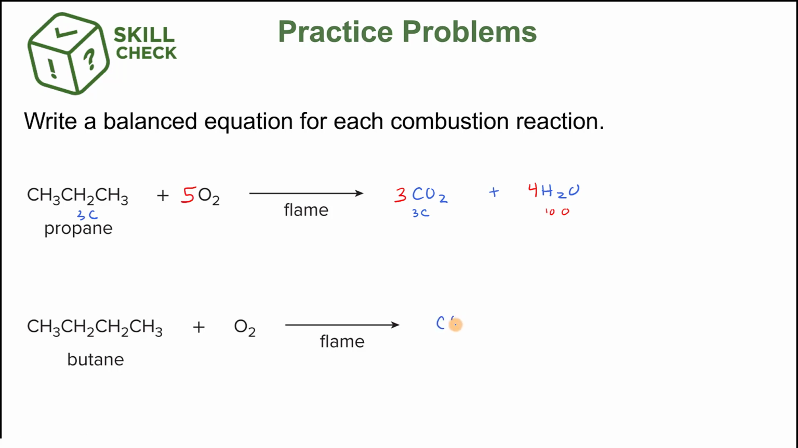For butane, the product is the same. 4 carbons. I have 10 hydrogens, so I'll put 5 out here. 13 O. So what you can do is do 6.5 O2, which is half of 13, or you can just multiply everything times 2. So this would be 2, this is 13, 8, and 10.